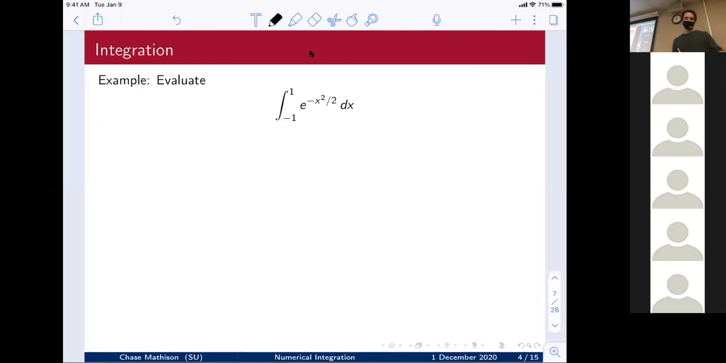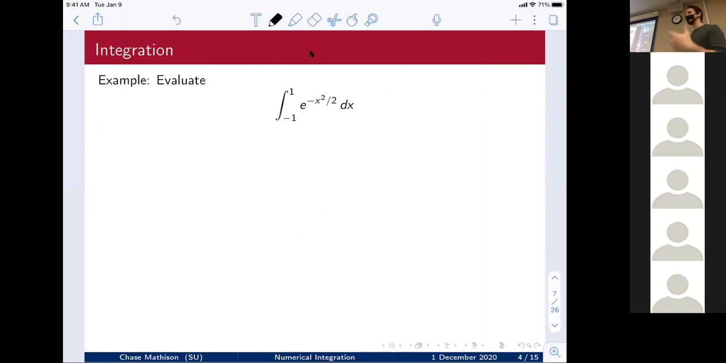Okay, so let's look at an example of doing this. We want to find the integral from -1 to 1 of e to the minus x squared over 2 with respect to x. As I said before, you can take my word for it, or if you want, you can try to find an antiderivative of e to the minus x squared over 2. I promise you'll never find one in a nice, simple form. Okay. So we want to evaluate this, though.